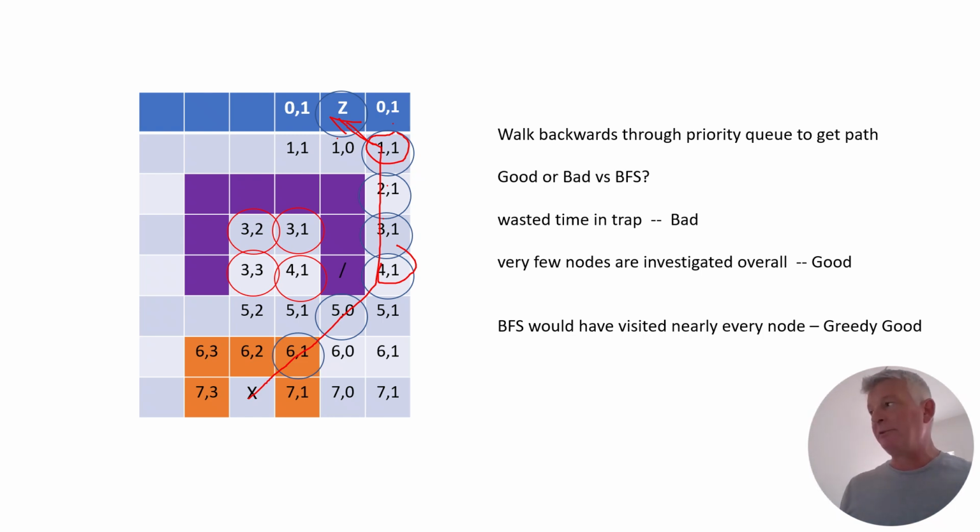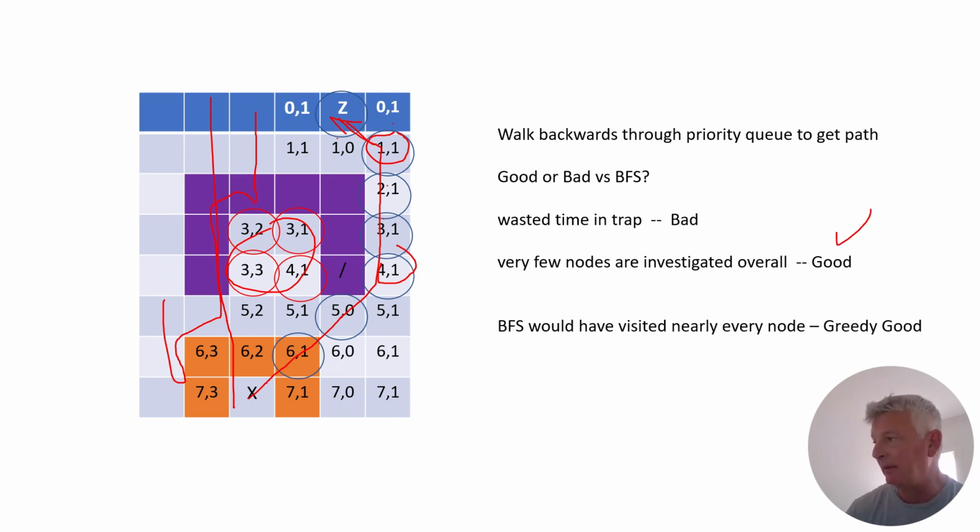So you walk backwards through the priority queue to get the path. Good or bad versus a breadth first search? Well, you wasted time in the trap. That's bad. Fewer nodes were investigated. I didn't even bother on this side of the map. You know, all these, no way. Okay, that's good. Breadth first search would have visited nearly every node.